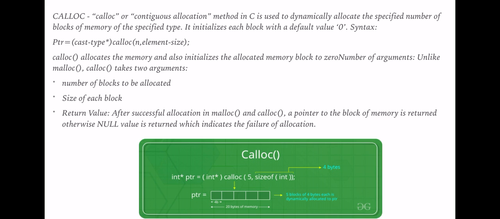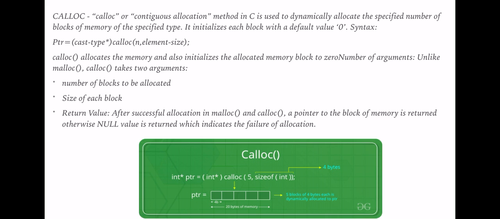So in this example, I have declared int pointer equals int calloc 5 and size of int. So 20 bytes of memory are allocated, one after another. 5 blocks of 4 bytes each are dynamically allocated to ptr. The calloc function returns a pointer to the first byte of the allocated region. If the memory is insufficient to satisfy that request, a null pointer is returned, which indicates failure of allocation.